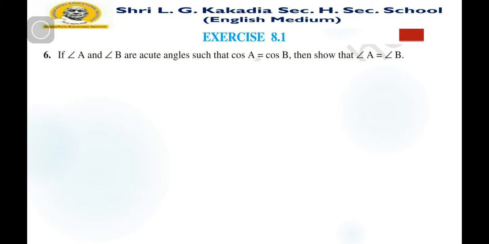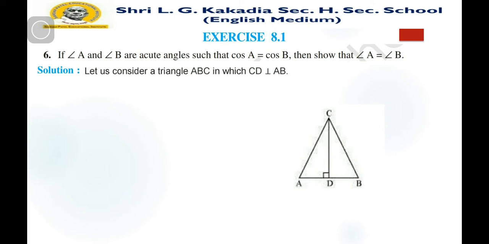Here is question number 6. If angle A and angle B are acute angles such that cos A is equal to cos B, then show that angle A is equal to angle B. For that, first we have to draw a figure. Let us consider a triangle ABC in which CD is perpendicular to AB. As you can see here, we draw CD perpendicular to AB.